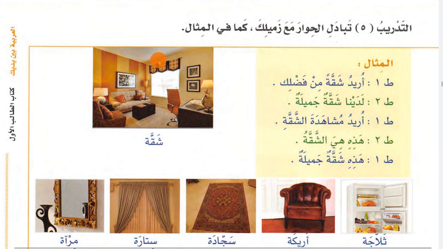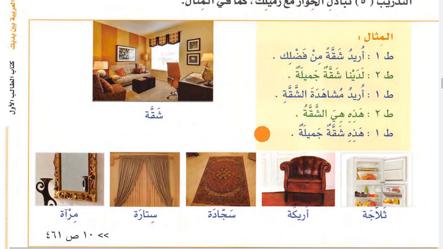So you see an apartment in the picture, so you need to make a dialogue. Here we have five sentences, so I recommend you to write the translation of these five sentences in your notebook, and then of course you will hide the example for the next pictures. So you will say, "Uridu shaqqatan min fazlik." I want an apartment, please.